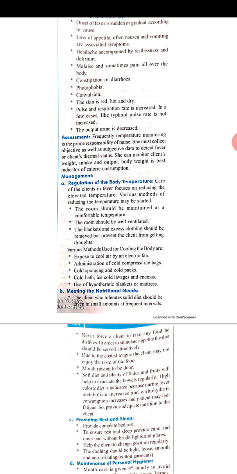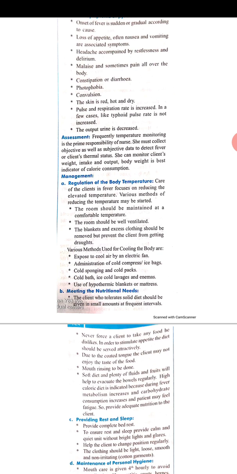The disliked foods, which are unfavorable to the client, should not be provided, because they cause vomiting. Due to this there are coated or white patches on the tongue, and the client does not enjoy the better taste of the food. The mouth will be rinsed to prevent the bad smell, and a soft diet and plenty of fluid will be provided.